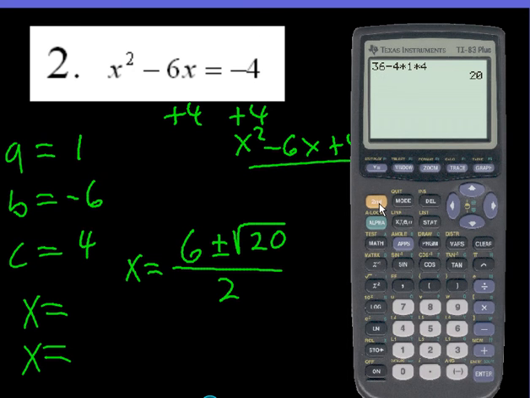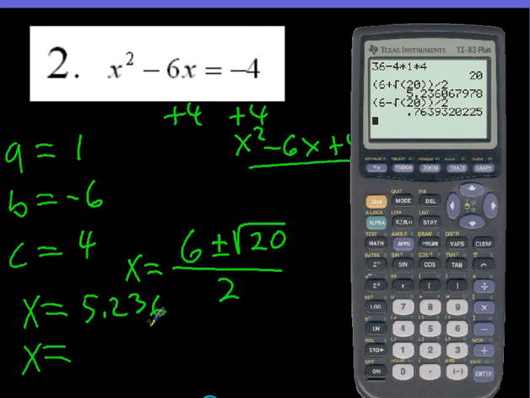Open parentheses 6 plus square root of 20, close, close, divide by 2, enter, and second enter, negative, and enter. I usually just do them both and then copy them onto my page. 5.236 and 0.764.